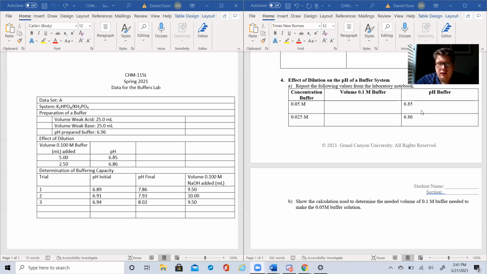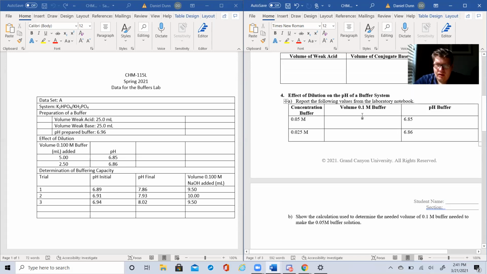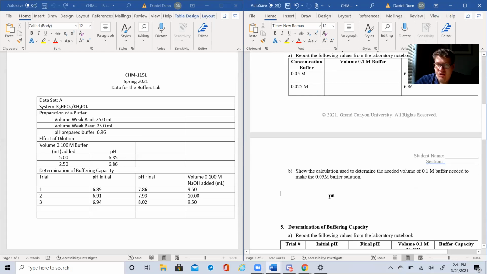So there you go. There is your pHs for those buffers. Boom, boom. What's going to happen here is you need to do M1 V1 equals M2 V2. Now, you only need to do calculations for one of them, but it's the same thing. So I'll do the calculations for this one right here. M1 V1 equals M2 V2.